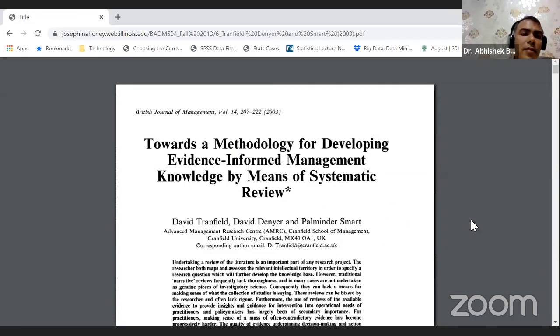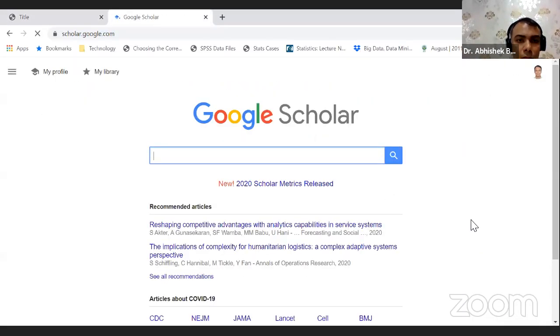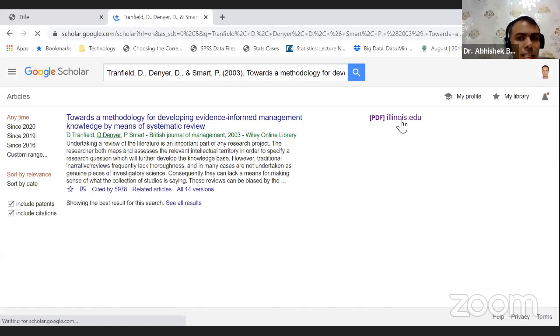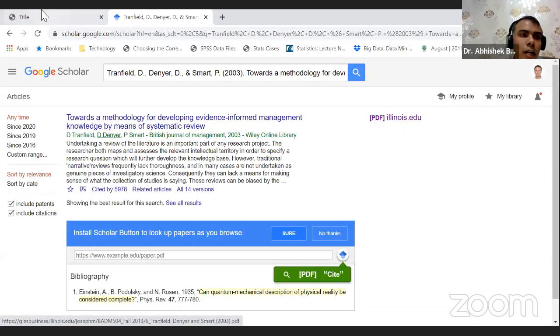Okay. So I've just typed this paper, and this is also mentioned in my presentation. It's a paper by Tranfield et al. in 2003. David Tranfield published this paper, which says Towards a Methodology for Developing Evidence-Informed Management Knowledge by Means of Systematic Review. I will not read this paper out for you, but I would request everybody to read it whenever you get time. I will send you this paper. It's freely available. Just type the name of the paper, and you can just download it.